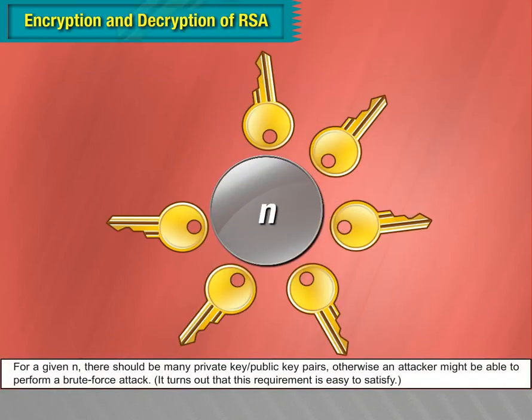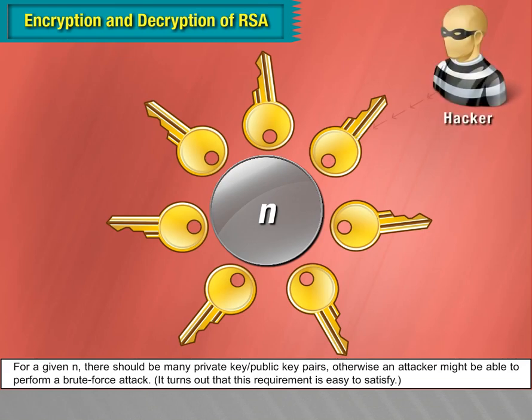For a given n, there should be many private key and public key pairs, otherwise an attacker might be able to perform a brute force attack. It turns out that this requirement is easy to satisfy.